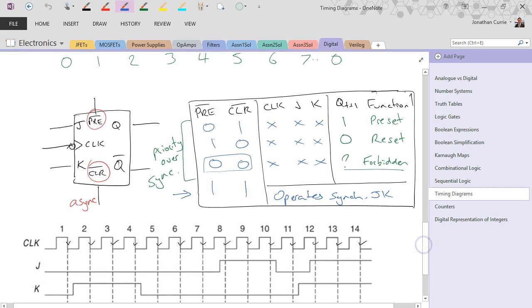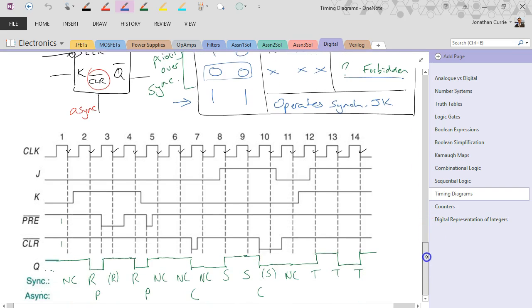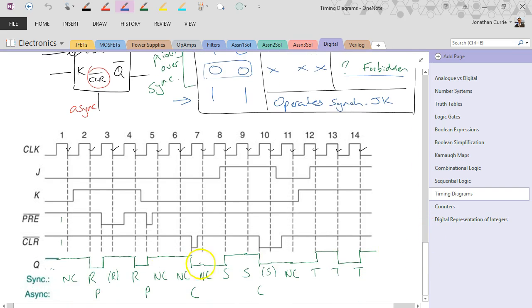And then finally we had a look at the JK flip-flop with asynchronous inputs, the preset and clear, noting that those had priority over the synchronous inputs. So regardless of what the clock or JK were doing, the outputs would change based on those. And remembering that we have that forbidden state. And then going through the example, we saw how things are a little bit more complicated and just having to watch out for when the preset and clear occur to be able to work out what our output was doing.